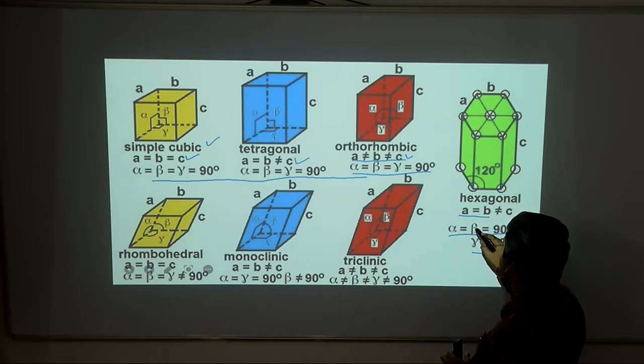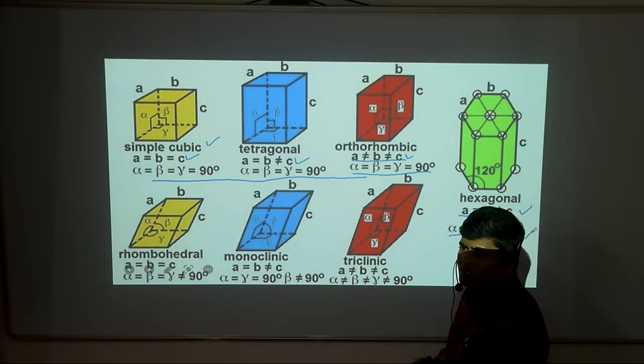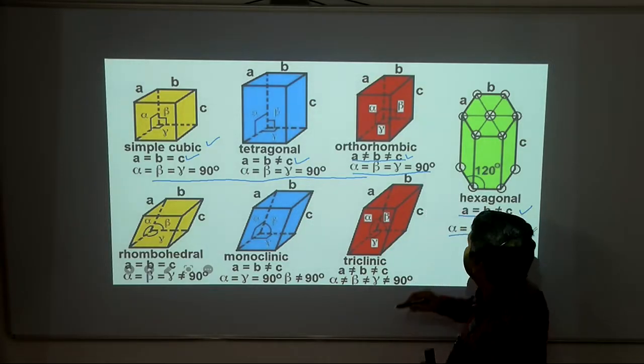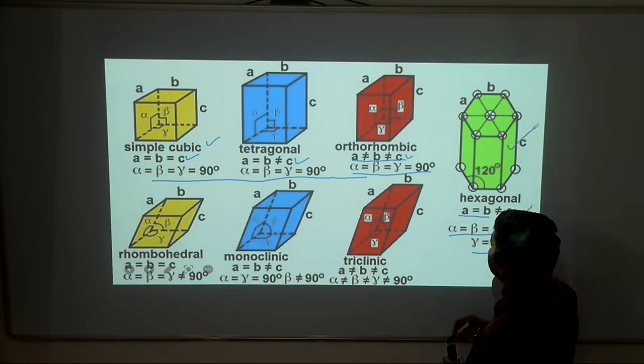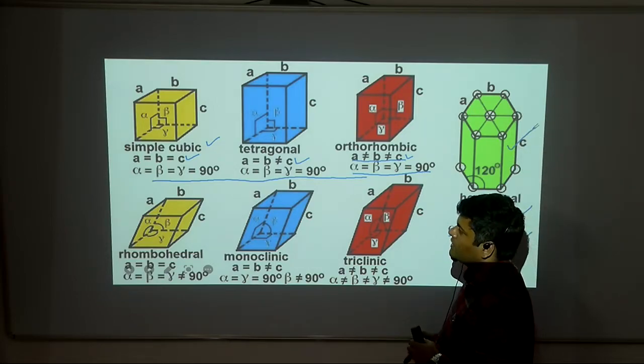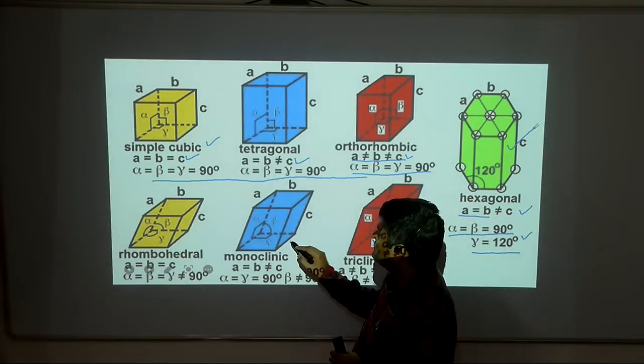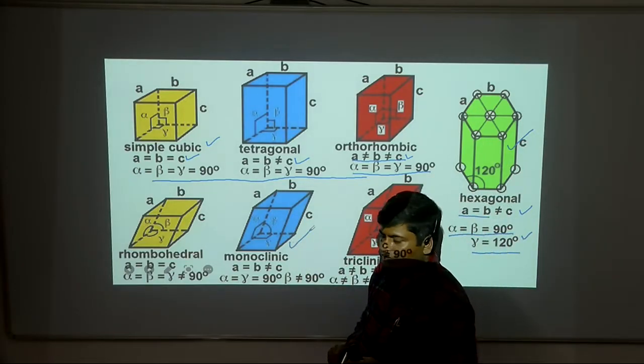So this is the relation between the lattice parameters for the hexagonal crystal structure system, and the geometrical shape of the hexagonal crystal structure system has been shown over here. Okay, so now the next one is the monoclinic crystal structure system.